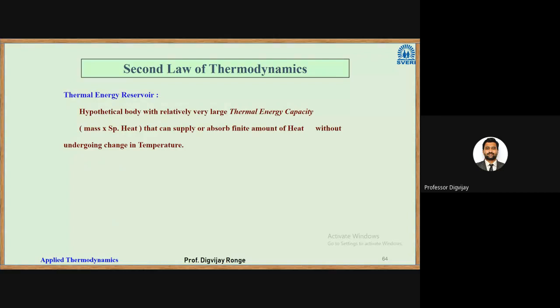Before going to heat engines and refrigerators, we'll first see what thermal energy reservoirs are. Thermal energy reservoirs are hypothetical bodies with a relatively very large energy storage capacity. We already know there is a source and there is a sink. You supply any amount of energy to the source, its temperature will not increase, for example the sun. For a sink, we can take the example of the ocean. You supply any amount of energy to the ocean, its temperature will not increase.